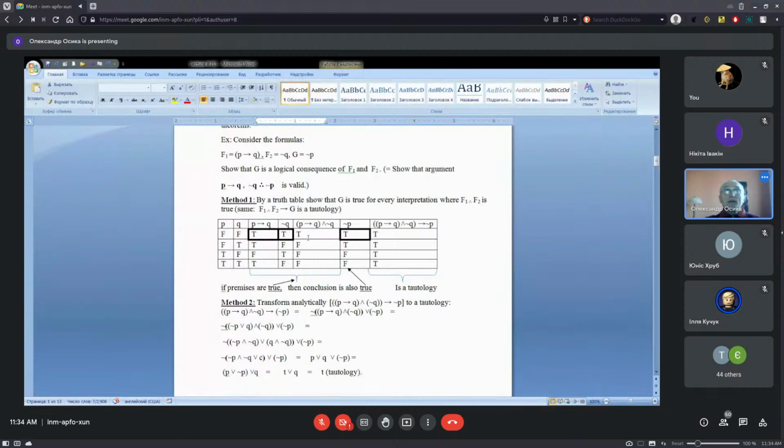When we combine both premises by and, the conjunction, it is also true for this interpretation. For other interpretations, this is false. So in the interpretation where both premises are true, the conclusion is also true. What is here, we don't care, true or false doesn't matter. The main thing: premises are true, conclusion is also true. A valid argument.